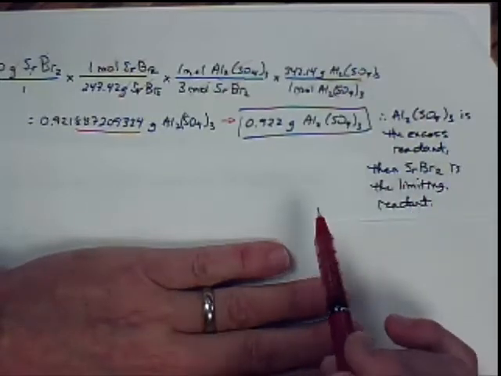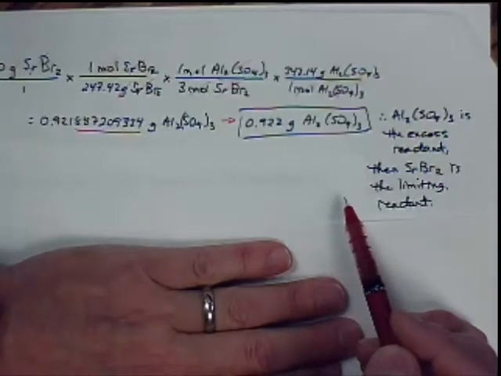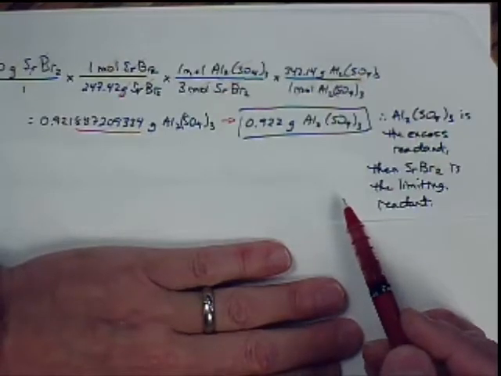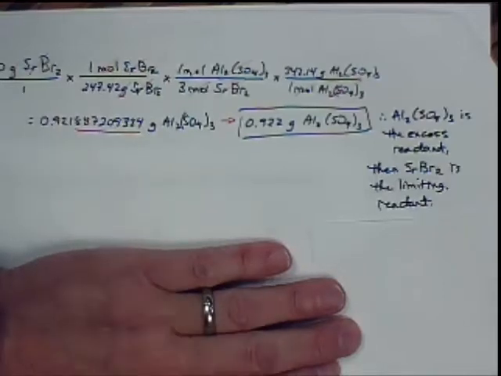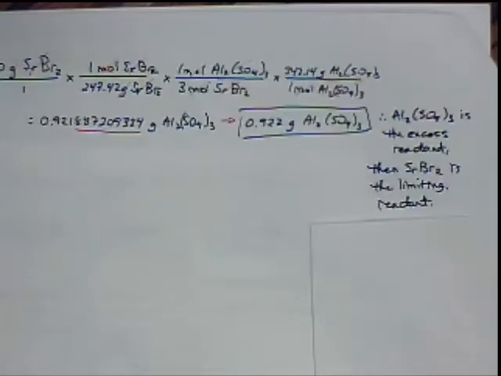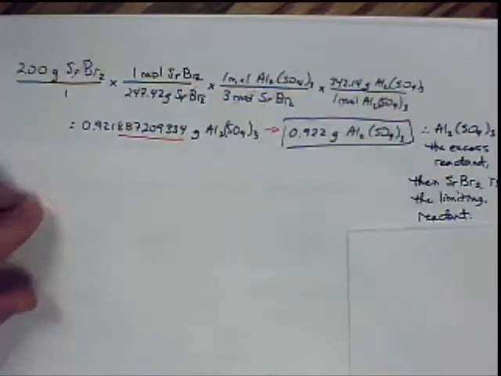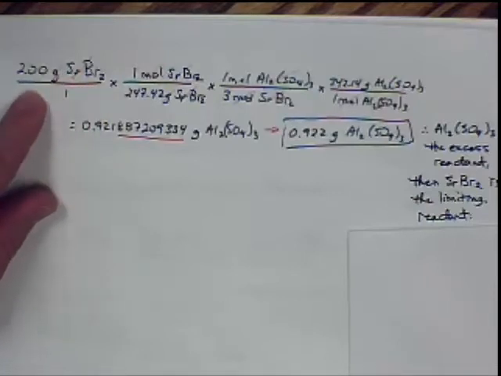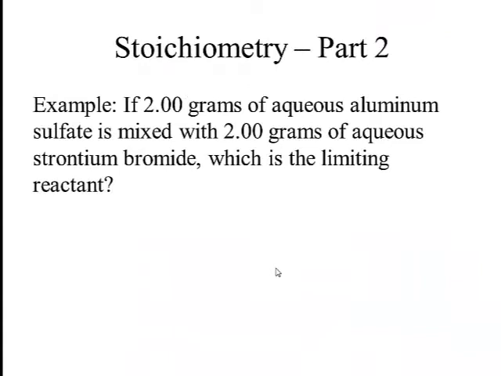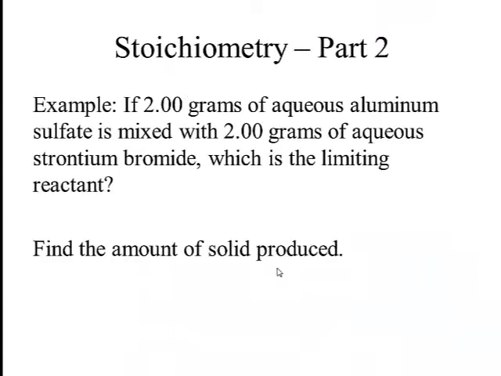So either way you do this mass-to-mass calculation, determining the limiting reactant, it doesn't matter whether you start with strontium bromide or aluminum sulfate, you're going to get the same answer. All right, so what I want you to do next, now that we've identified the limiting reactant, we know that strontium bromide is the limiting reactant, and we know we're starting with 2 grams of strontium bromide. I want you to help me calculate the mass of solid product that will be produced.